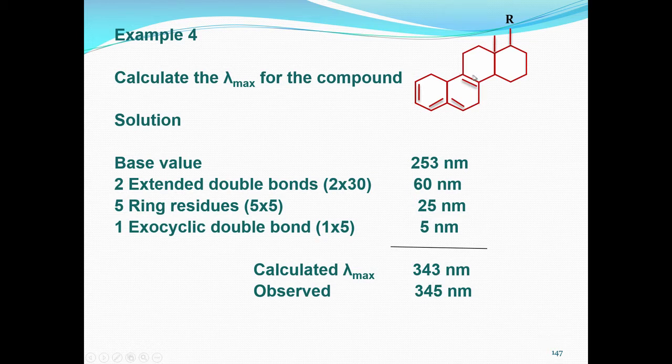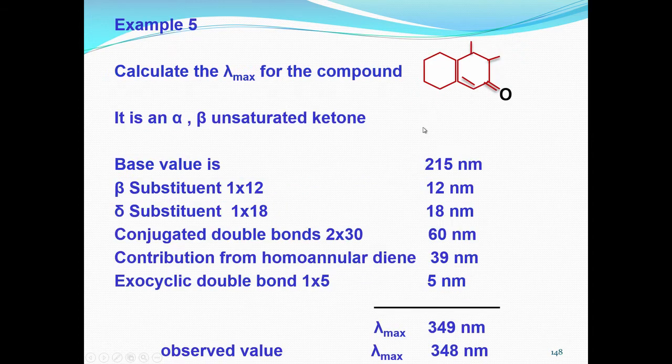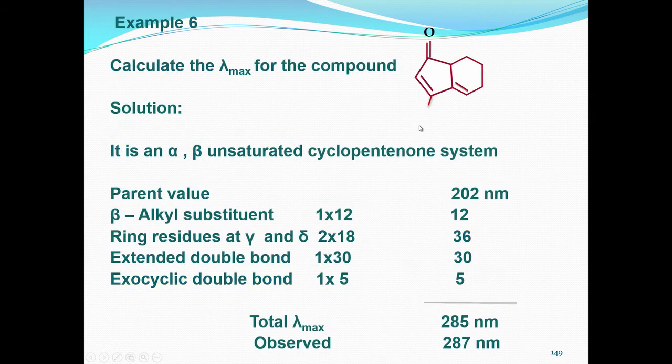Here I think I have made a mistake. This double bond should have been here. Actually it is a typographical error. That is why I have taken 2 extended double bonds instead of 1 extended double bond, as I had explained to you earlier. If you correct the typographical error, the double bond should be here in conjugation with this single bond, double bond. So, let us look at another example.